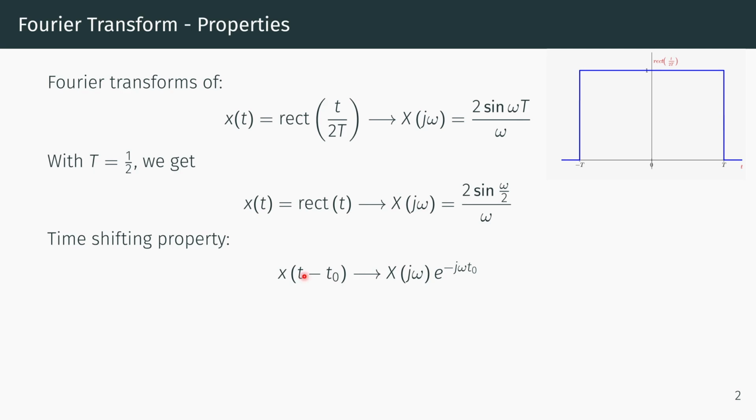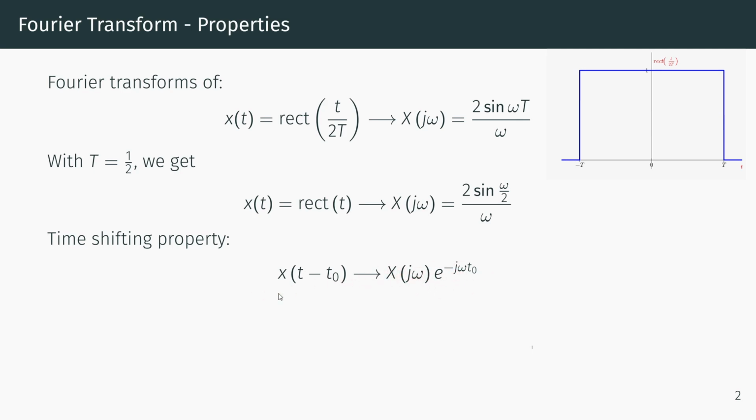Then let us look at the time shifting property, which is defined like this. If you have a signal x of t with Fourier transform X of j omega, then x of (t minus t naught), which is a shifted version of x of t with a shift of t naught, will have a Fourier transform like this: X of j omega times e to the power minus j omega t naught. Again I will provide the link for the proof of this result.